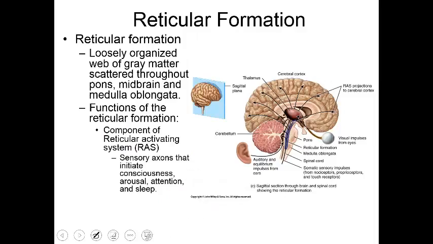Now the next thing we're going to go over is the reticular formation. So the reticular formation is nothing but a loose web, if you will, of gray matter. So it's not a nucleus, so it's not a specialized region. It's a loose web of gray matter that is scattered throughout the brain. Its function is to serve as the reticular activating system. So the reticular formation is part of the reticular activating system, which governs how conscious or how active you are versus how drowsy. So it kind of controls your circadian rhythms. We'll talk about this in just a little bit.